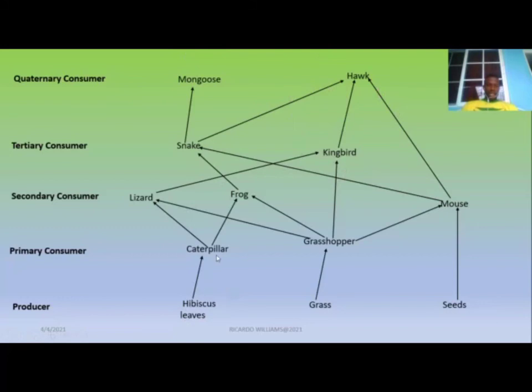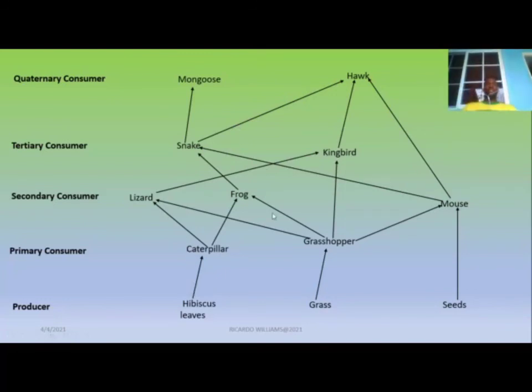Watch this. The hibiscus leaf being eaten by the caterpillar, being eaten by the lizard, being eaten by a kingbird. So here, producer, here, primary consumer, here, secondary consumer, here, tertiary consumer. But in this one, primary consumer, then secondary consumer. So this gives you an example where the kingbird can be both a secondary consumer and a tertiary consumer within the same ecosystem. Alright, class, so please note all of these things.